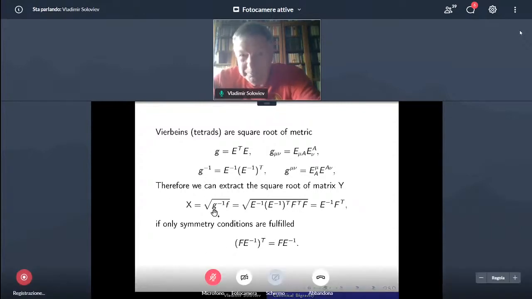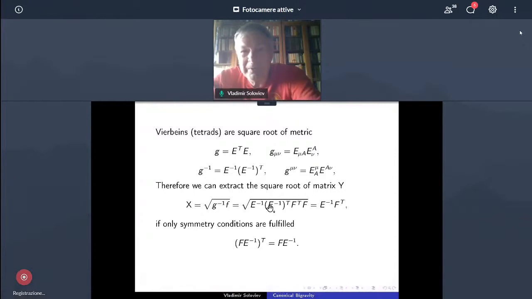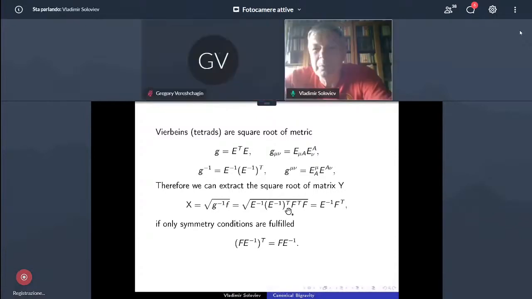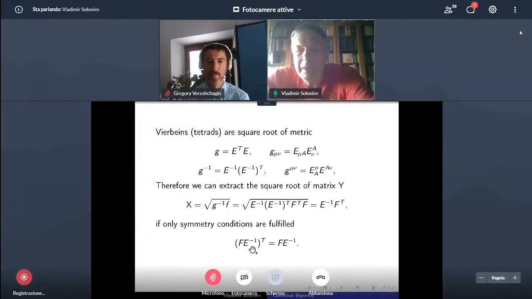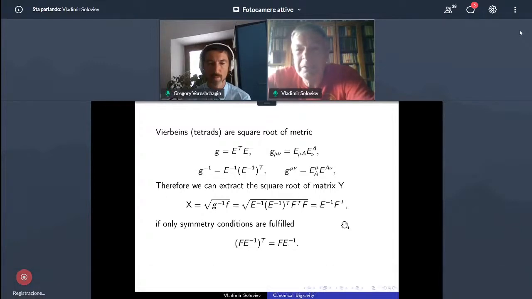And if we substitute the expressions for the metrics in terms of tetrads under this square root, we can see that it is possible to get a quadratic expression under the square root if we suppose that symmetry conditions are fulfilled. If symmetry conditions of this form are fulfilled, then we have an explicit formula for matrix X, which is a square root of a matrix, but not a square root in tetrads.